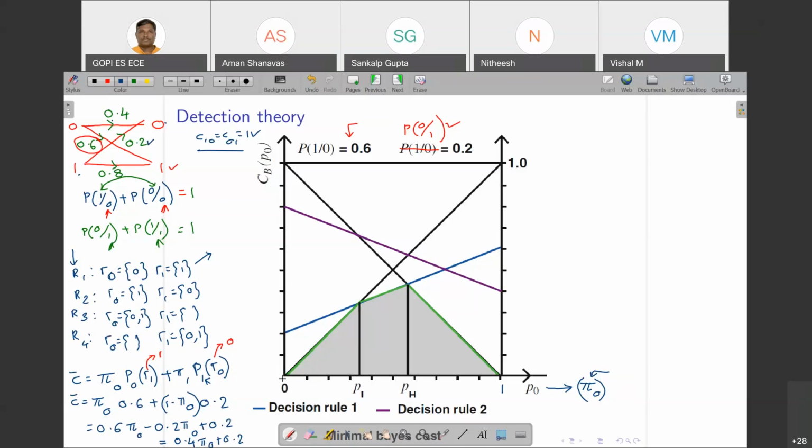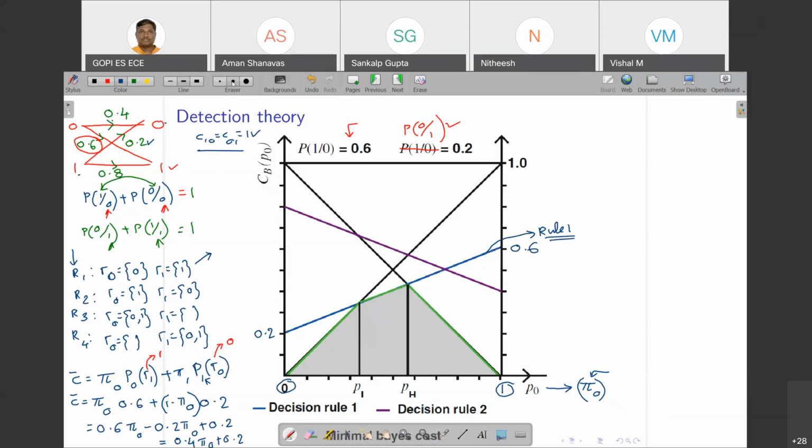You see that when this prior probability is 0, your cost function here is 0.2. And when this pi naught is 1, you have a cost function value which is 1, 2, 3, 4, 5, 6, which is 0.6 here. And you have a straight line. This straight line is the rule 1, because I am not fixing this prior probability. So for various prior probabilities, you are getting a straight line like this, right?